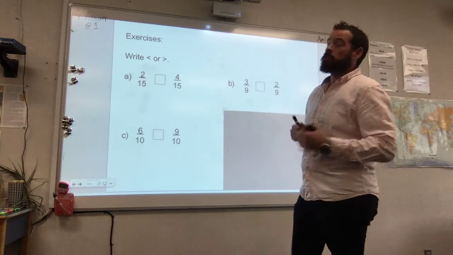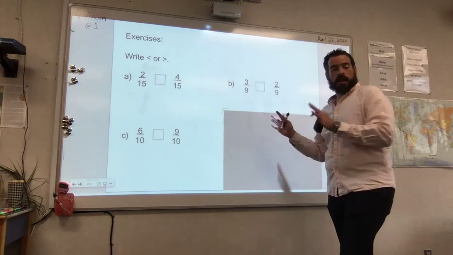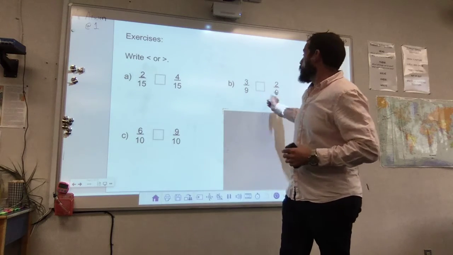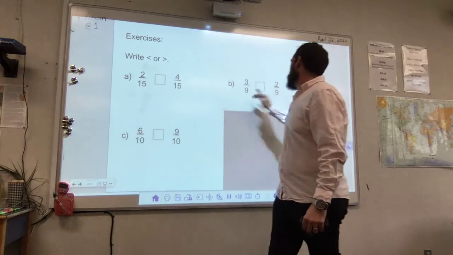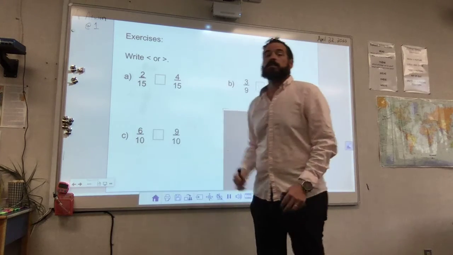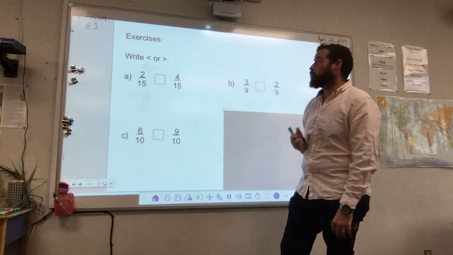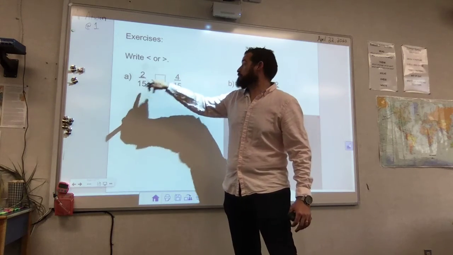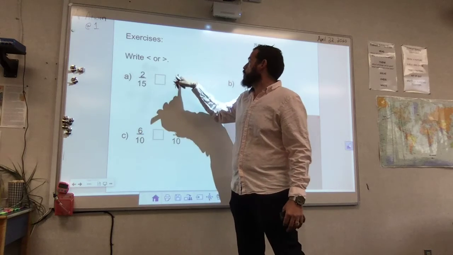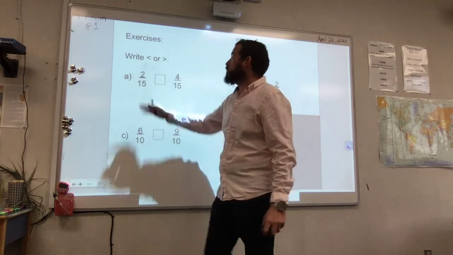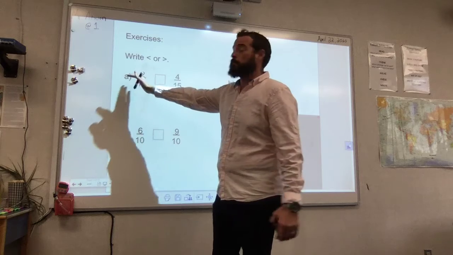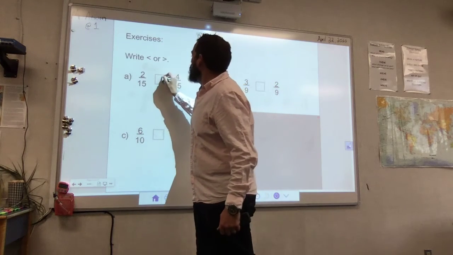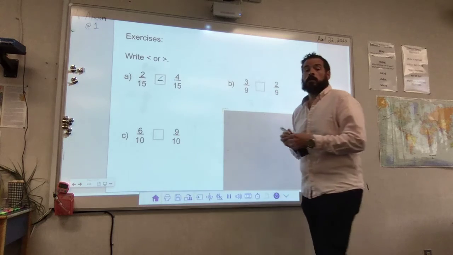It wants us to write either less than or greater than, so we're not having fractions that are equal. On A, B, and C, our denominators are the same in each set. For A, we've got 2/15 and 4/15. Since those denominators are the same, we just need to look at the numerator. 4 is greater than 2. Another way to say it, 2 is less than 4, so 2/15 is less than 4/15.